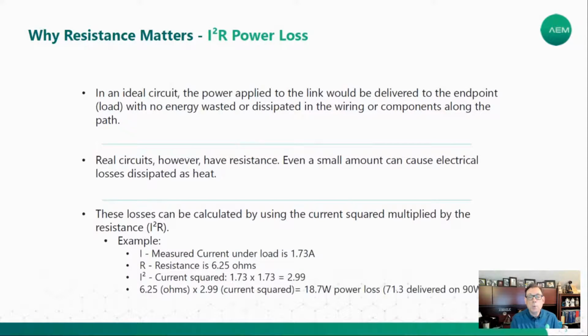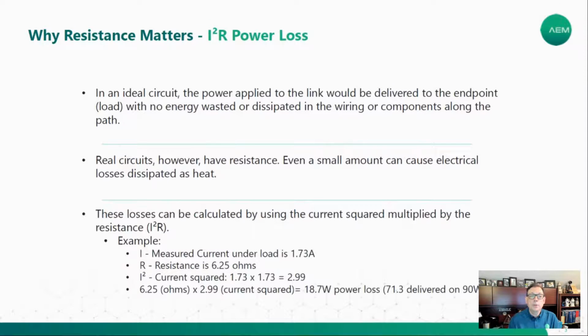So here's why resistance matters when it comes to power. And there's an equation at the bottom. We're not going to take a real deep dive, but I'll give you a nutshell of what that is. Ideally, in a circuit, you would get the exact same power at the endpoint that you put in at your power source. But in the real world, that doesn't happen. Mainly it's because of resistance, that energy is dissipated in the form of heating. And with this resistance, we would expect that at the endpoint, we're not going to get the full power that we've put in at the start point.